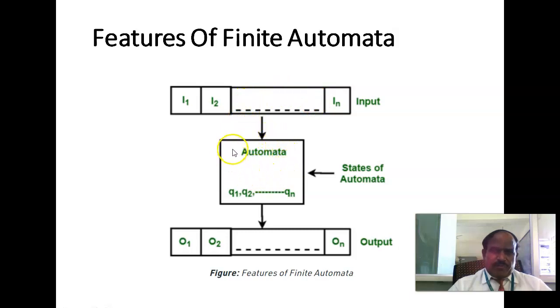The finite automata control is a part of this finite automata. It has n number of states, Q1 to Qn. Output will be there, output 1 to output n. Every time, whatever input you give to the finite automata, it processes that, and after that it tells whether this input is accepted or not accepted. It means a yes or no output comes from the finite automata.